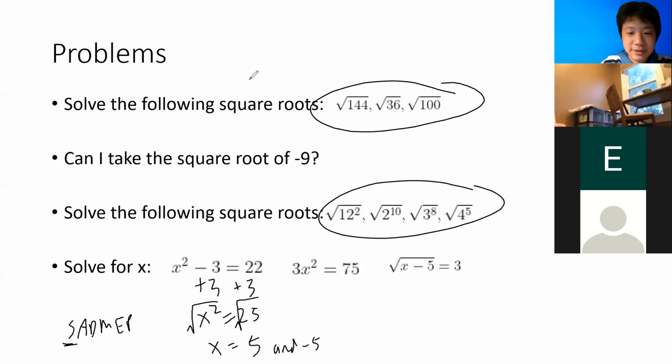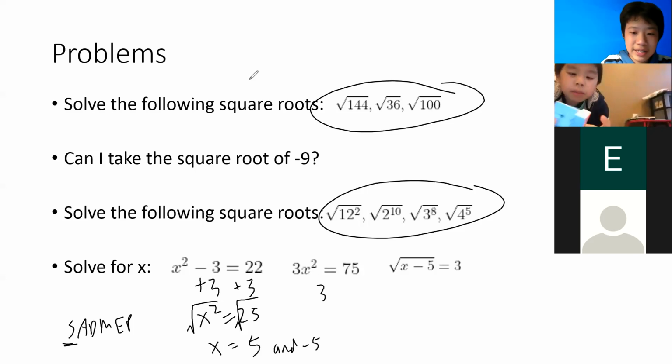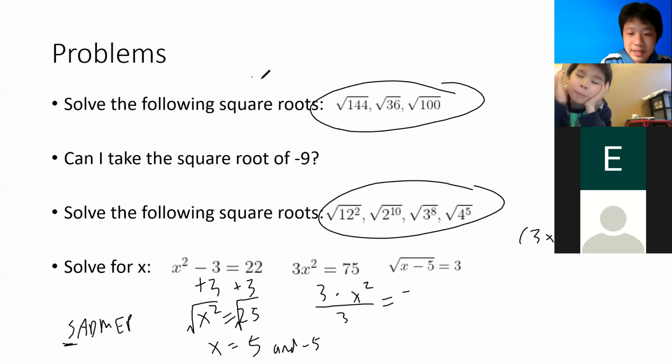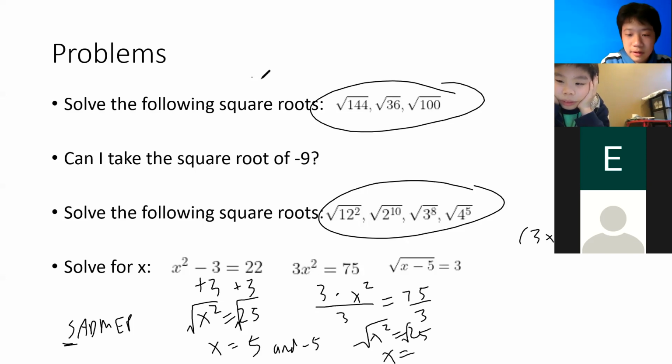Now for 3x squared equals 75, this is a 3 times x squared. Okay, don't confuse this with 3x in parentheses squared, because in this case, the 3 is not being squared, okay? So now we have to get rid of this multiplication first, dividing by 3 on both sides. X squared equals 25 once again, so x equals 5 and -5.